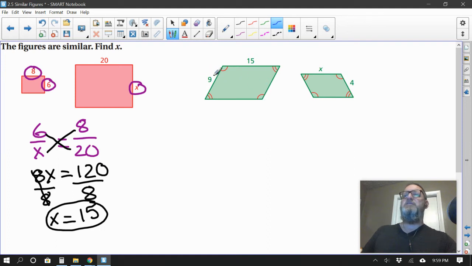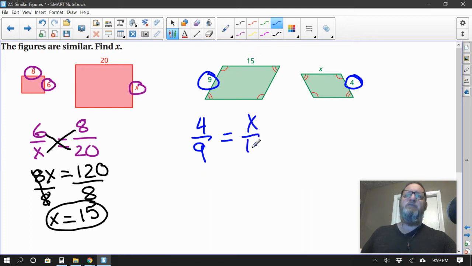Okay. So it looks like the 4 and the 9 are corresponding sides. So I'm going to put 4 over 9, or I could have done 9 over 4. As long as I'm consistent, it doesn't matter which way you set that up. This could have been 9 over 4, but I'm going to do 4 over 9. So little one over big one. That makes sense? And we're going to make that equal to, again, little one over big one. So x over 15. All right, cross product time. So 9 times x is 9x, and 15 times 4 is 60.